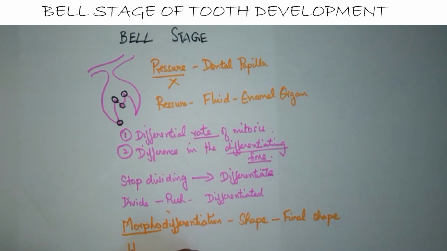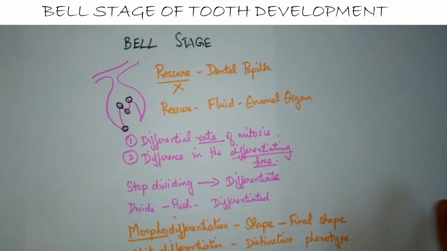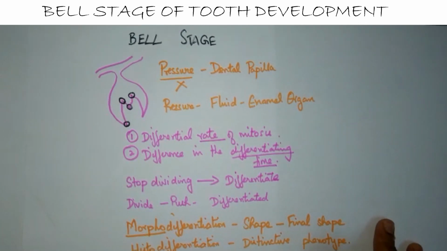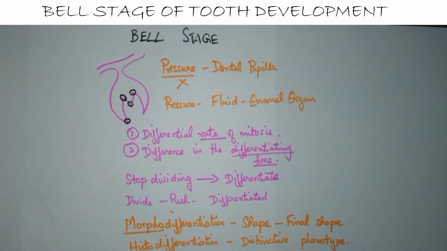stage. And what does the term histodifferentiation mean? That is, any cell is going to achieve its final distinctive phenotype. That is, the cells of the inner enamel epithelium will become ameloblasts and the cells of the dental papilla are going to become odontoblasts. So that is the process of histodifferentiation. These two are the important processes which are going to happen in the bell stage.